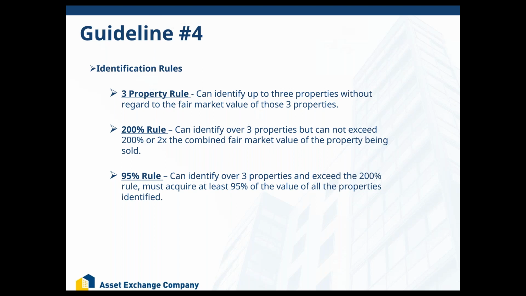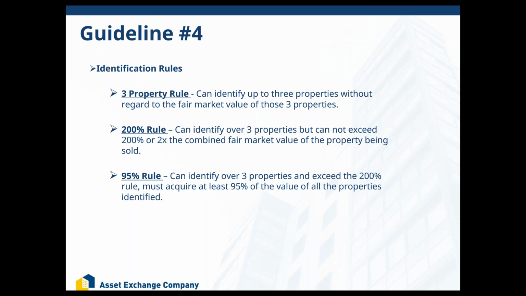All right. Now, if you want to exceed the 3 property rule and you also want to exceed the 200% rule, you can do that as well. But it's going to put you into this next rule. It's referred to as the 95% rule. Now, the 95% rule, very rarely do we even see investors using this rule. It doesn't make a lot of sense the way it's written. But remember, everybody, this is the IRS, and sometimes this stuff just does not make sense.